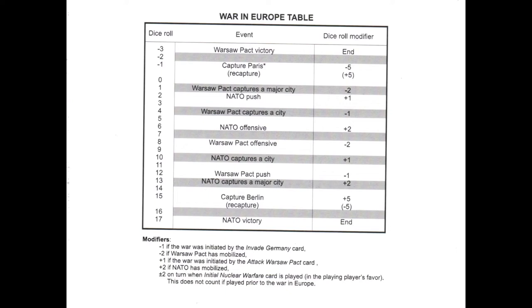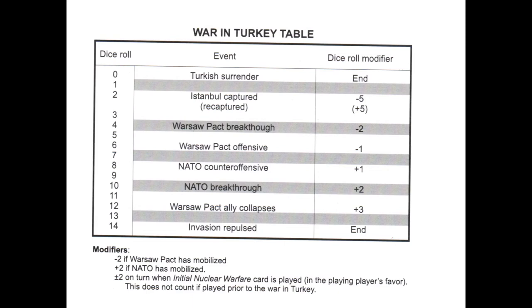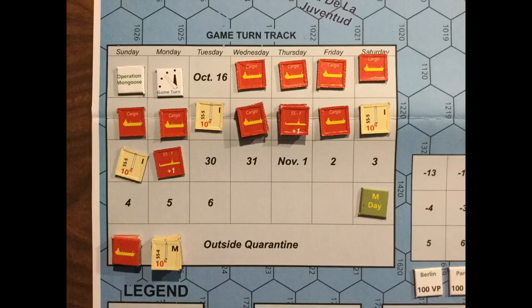So here's the war in Turkey table. It's resolved the same way, and you accumulate the die roll modifiers turn for turn, and cities like Istanbul can be captured, and that gives victory points to the Soviet side.